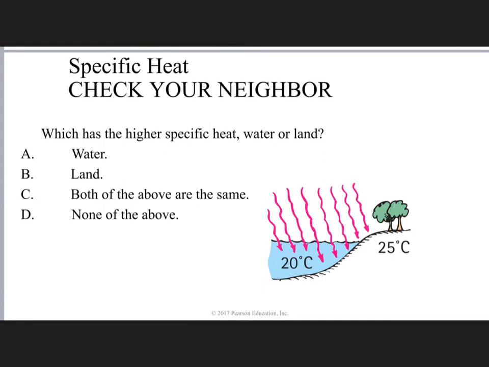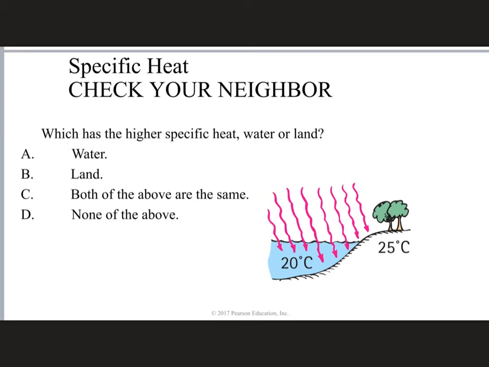So let's check our understanding of this idea. Here we have a situation. Sunlight is shining on water and land, and the water increases to 20 degrees Celsius and the land increases in temperature to 25 degrees Celsius. And the question is, which has the higher specific heat, water or land?